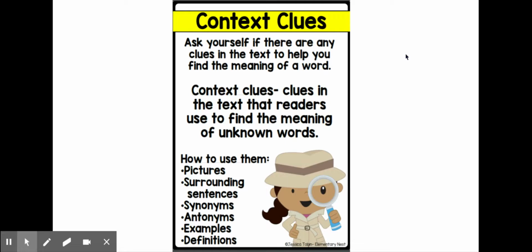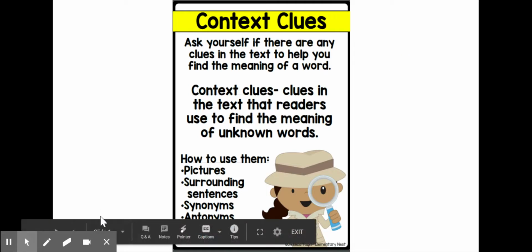So, how to use them? We can look at pictures, the surrounding sentences. We can use synonyms, antonyms, examples, or sometimes we can find the definition in the text.